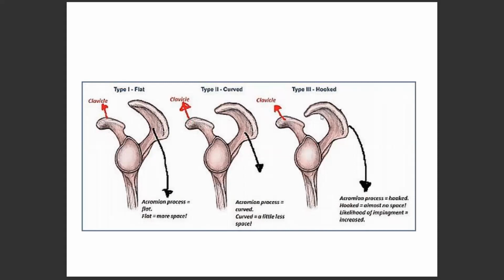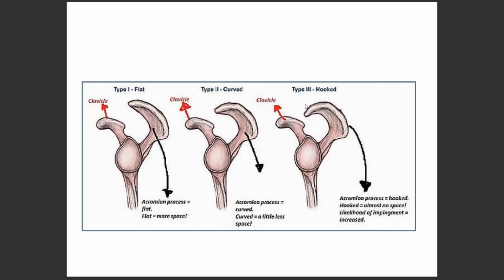That may be the cause of subacromial impingement syndrome. And here, the likelihood of impingement increases because there is almost no space, and that is the type 3 hooked acromion. Here the acromion process is curved, with a little less space. Here it is flat, there is more space, so there is no association of type 1 with the subacromial impingement syndrome.